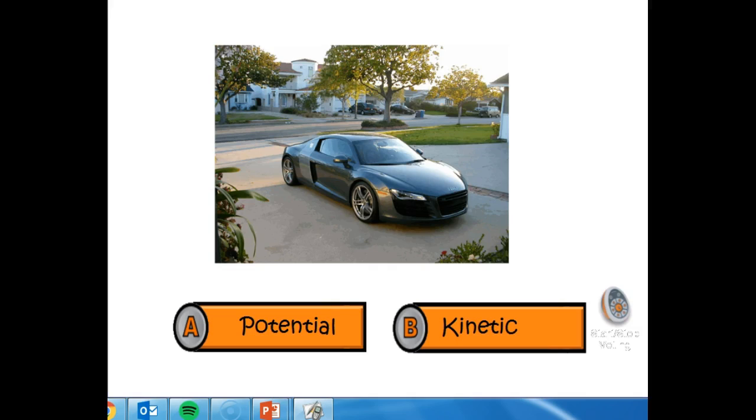Right. Definitely not kinetic. It's not moving. It is potential. Is it potential because of its position or its condition? Well, if it's position, it's got to be either up high or stretched or squeezed. Is that what's going on here? No, so it's its condition. Where does the car get the energy to move? From the gasoline. Yes, the atoms in the gasoline, the energy holding those atoms together can be used to power the car.